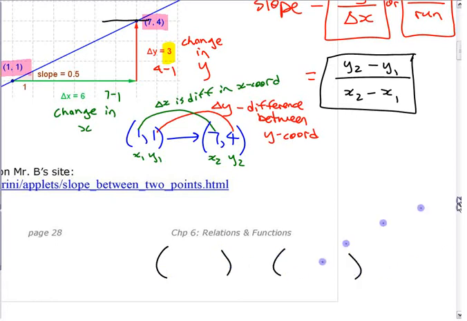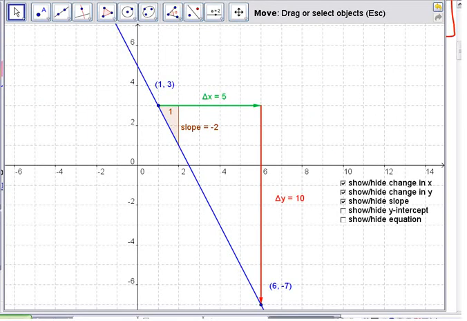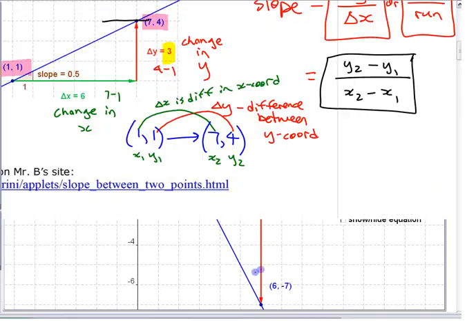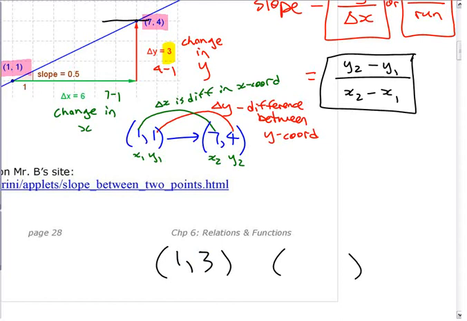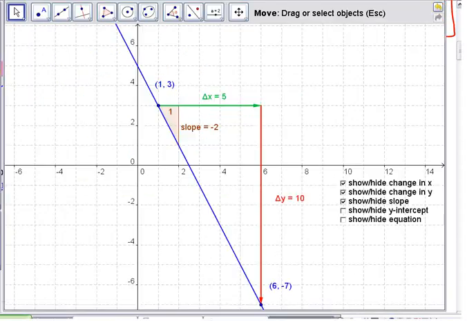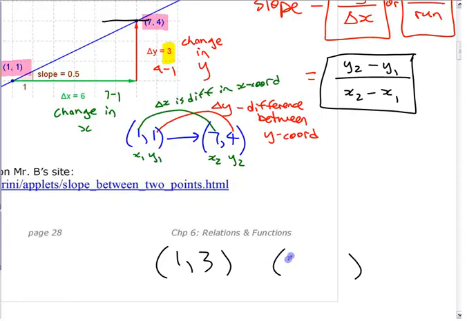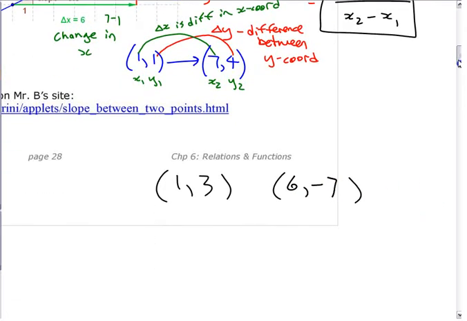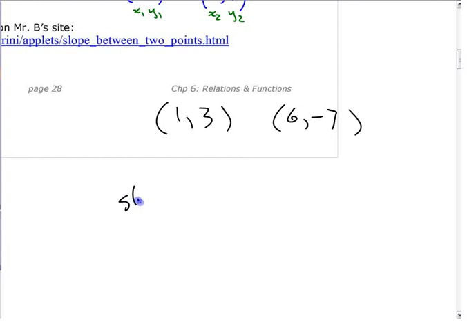what was the first point? Let's go back there after all that fiddling around getting the points right. The first point is (1, 3). What's the second point? (6, negative 7). If you want to work out the slope from that, you can write it however you want. You can say delta y over delta x. I personally happen to like that one the best because then you can just say the difference between these two.